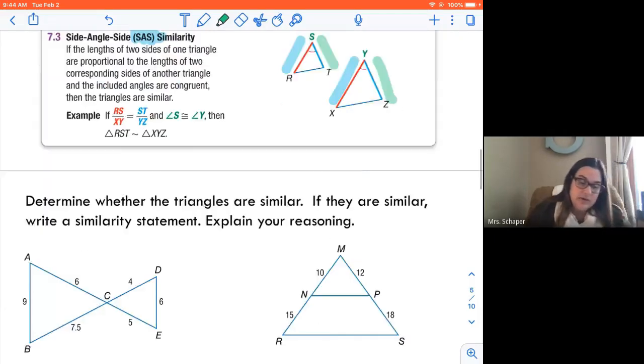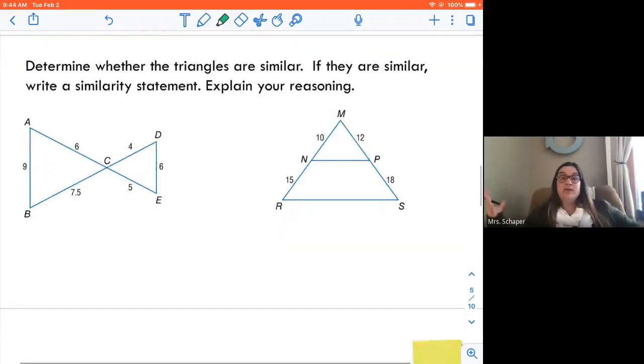Okay, so now we have to determine whether these triangles are similar, and if they are similar, we have to write a similarity statement and explain our reasoning.